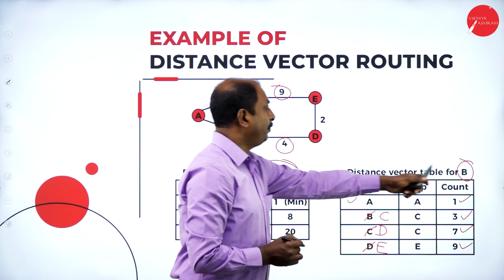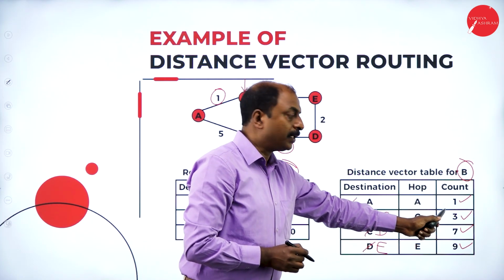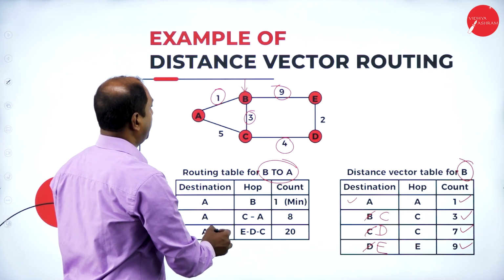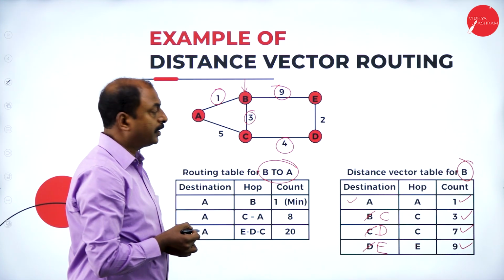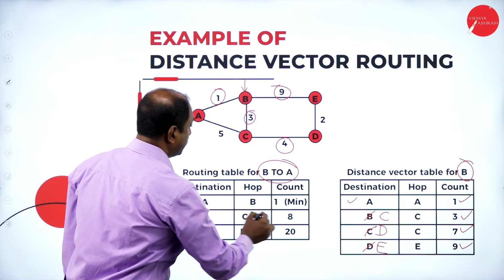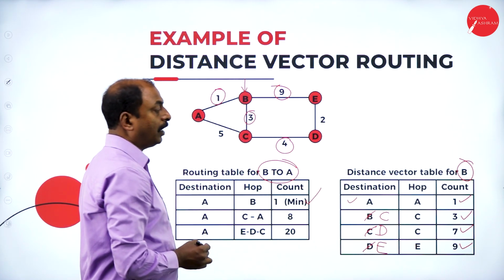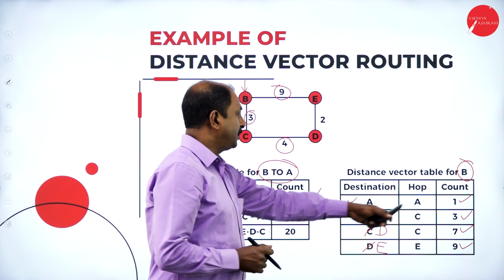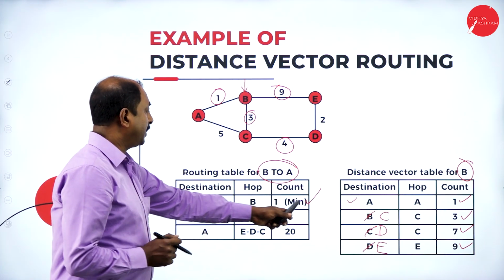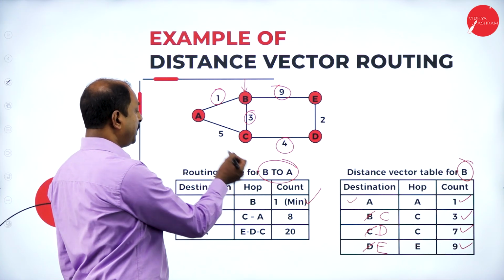From B to A, the best path is the direct connectivity, where router A is directly connected to router B. In that way, we have to consider the best path, or the path which has the least hop count. So this is your hop count, and based on that, this is for destination A.